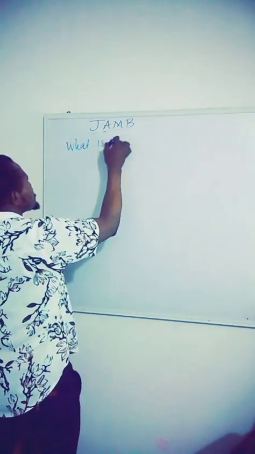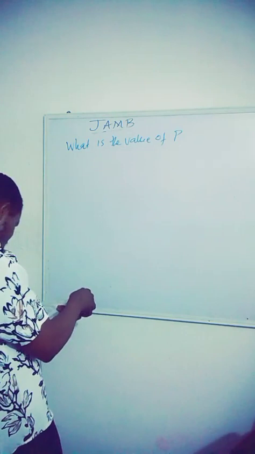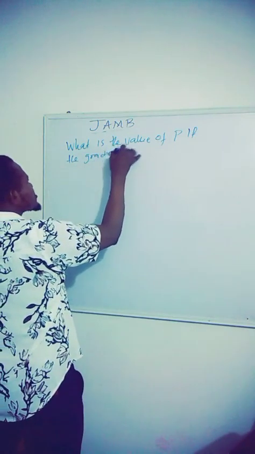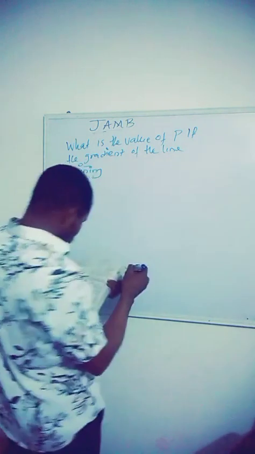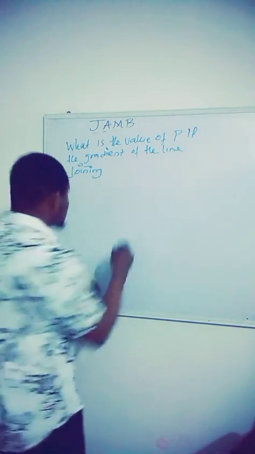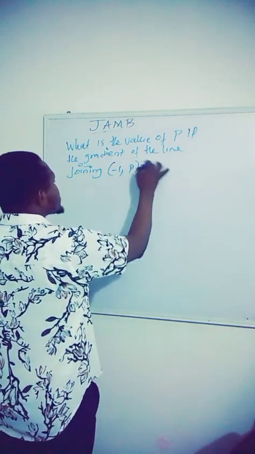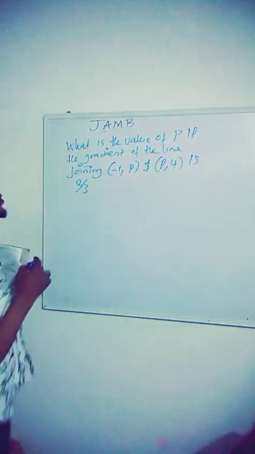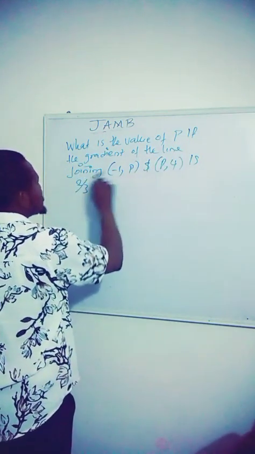So the question is, what is the value of P if the gradient of the line joining minus 1, p and p, 4 is 2/3? So we have to find the value of P. What is the value of P if the gradient of the line joining this is this?